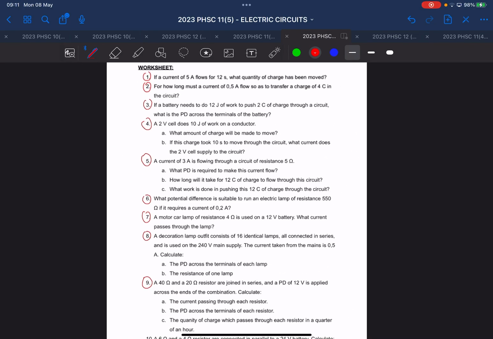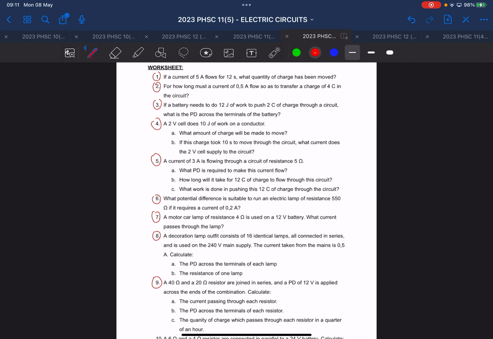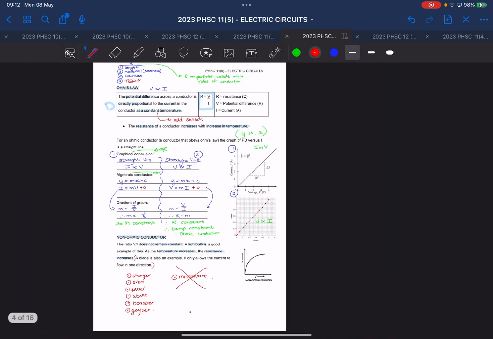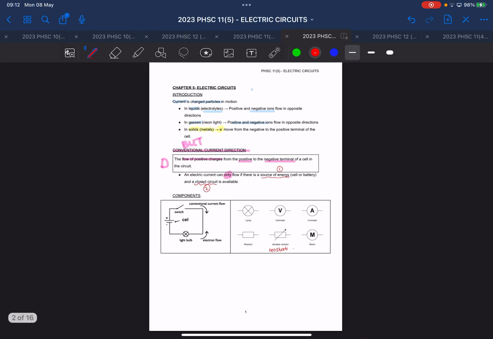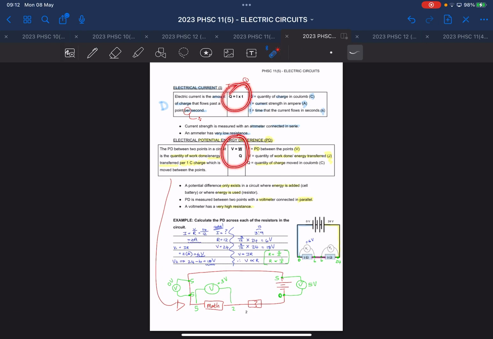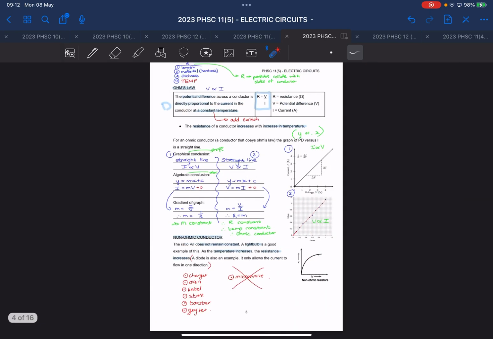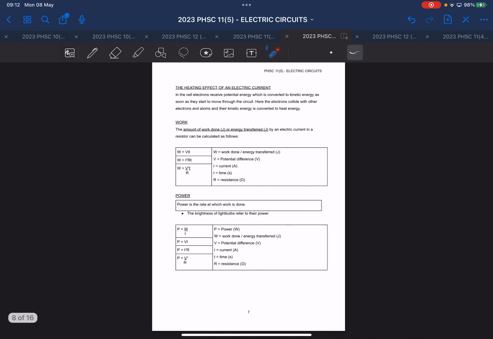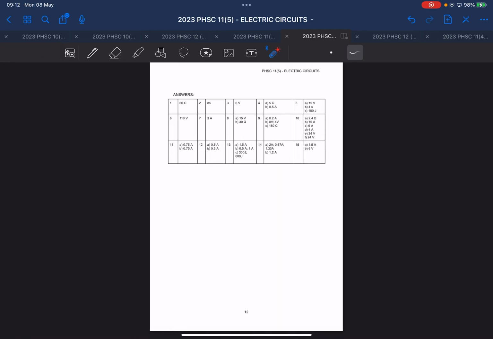The first few are very short. Very, very short. It's like 3-mark calculations. So go to your first few formulas that we had. We had this one and that one and this one. You're going to use that over and over again. Remember, the answers are at the back there.